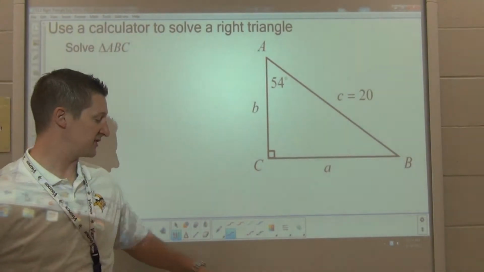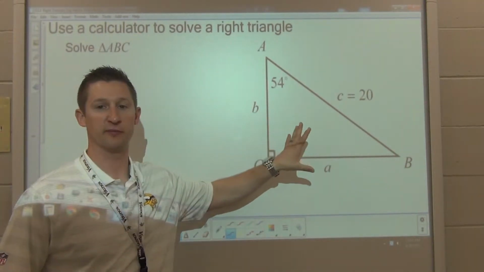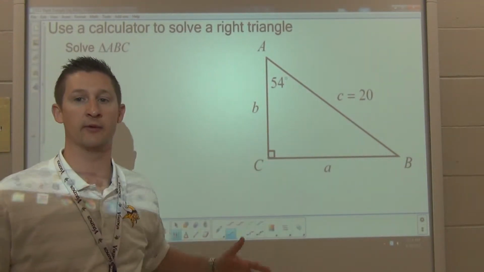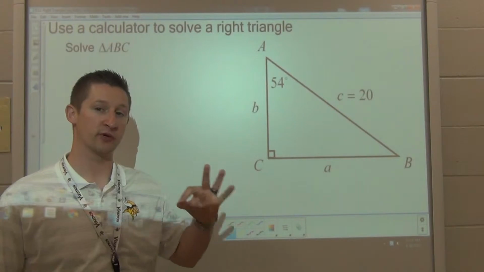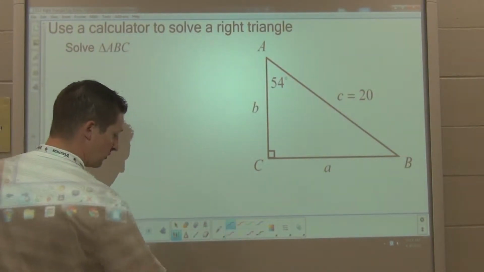We're going to do one more example of solving a right triangle. In this case, we're given a couple of pieces of information. To solve a right triangle, remember, means that we want to find all three angle measurements and all three side lengths. So, here we go.